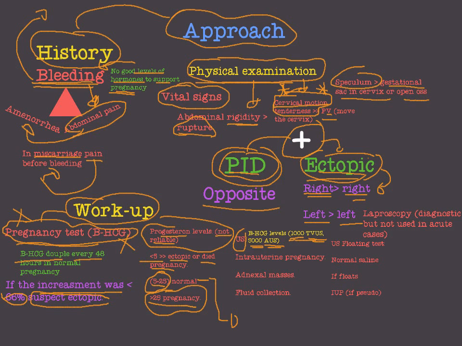If we don't see a gestational sac on transvaginal ultrasound above 1000 beta HCG, then we have to suspect something wrong, and the same for the 5000 abdominal ultrasound. What do we look for in ultrasound? First of all, we may see intrauterine pregnancy. The second thing we can see is adnexal masses, for ectopic pregnancy. And the third thing to see is fluid collection, in the case of ruptured ectopic pregnancy.